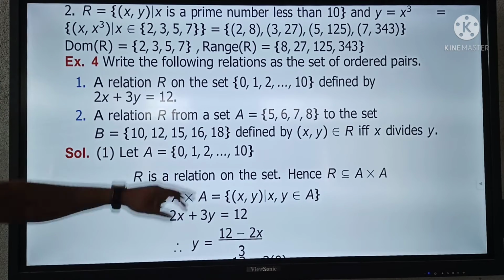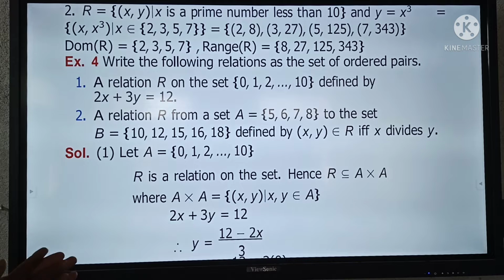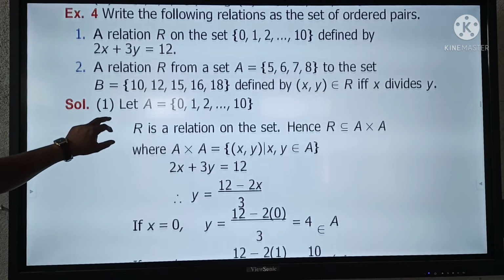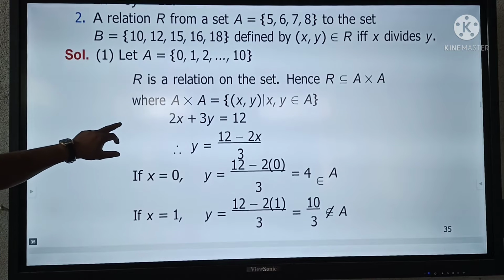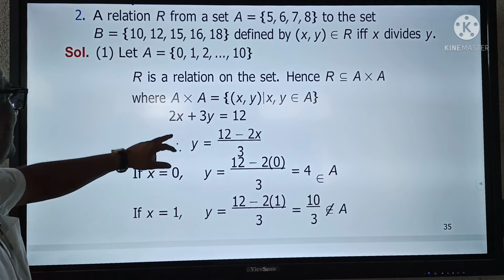Write the following relation as a set of ordered pairs. A relation R on the set {0, 1, 2, 3, ...} defined by 2x + 3y = 12. A relation R from set A to set B defined by (x, y) belongs to R if x divides y. So R is a relation on the set of these 0 to 10 numbers, defined by 2x + 3y being equal to 12. R is a relation on set A, so R is a subset of A cross A, no problem. A cross A contains ordered pairs (x, y), so that x, y belong to A.